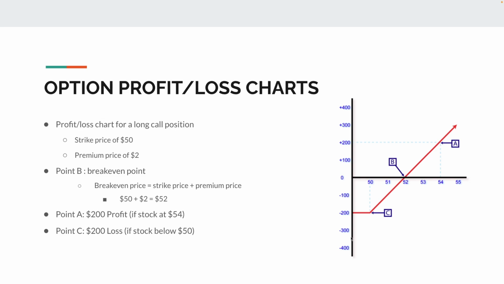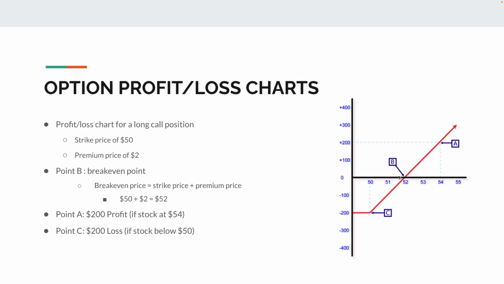For our example, we are starting with a call option with a strike price of $50, and the cost of this call option is $2 per option. So the premium price is $2 per contract. And remember, each contract is 100 shares. So multiply it by 100 to get $200, which is the cost of this long call position. And also remember that this P&L chart or profit diagram is the value of the option at expiration.